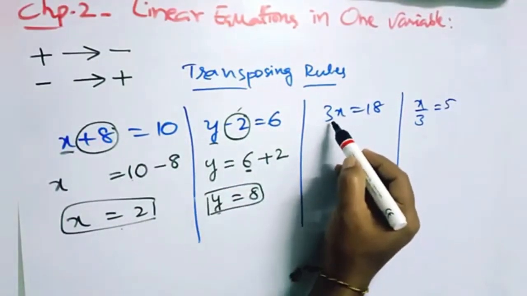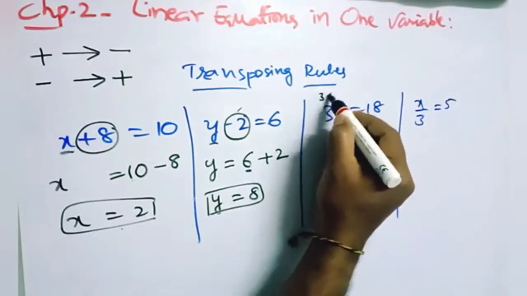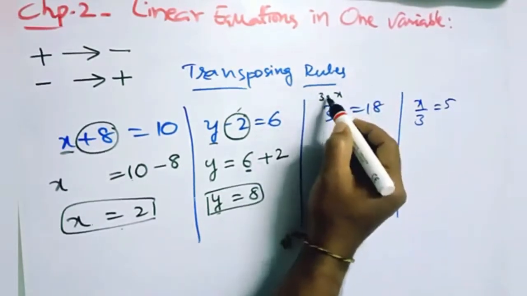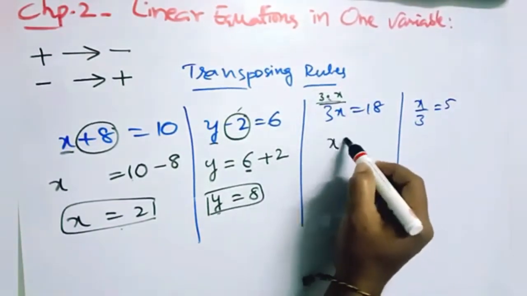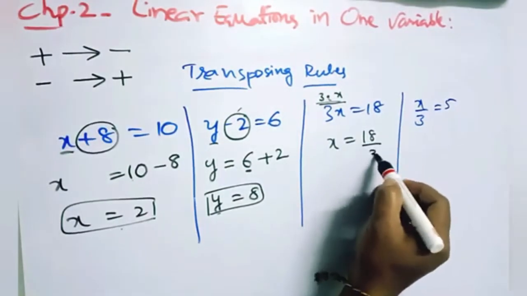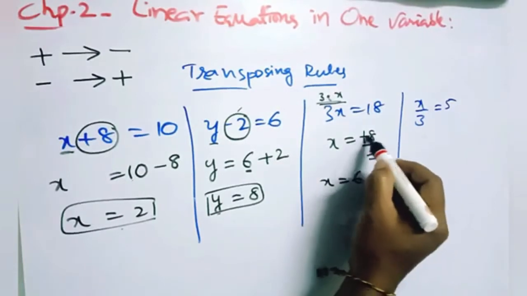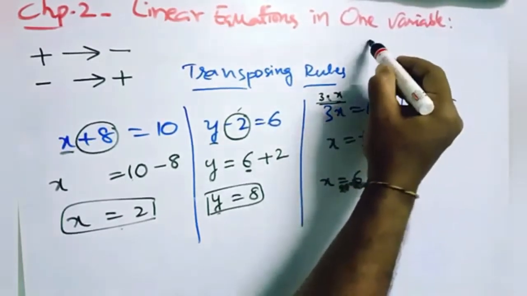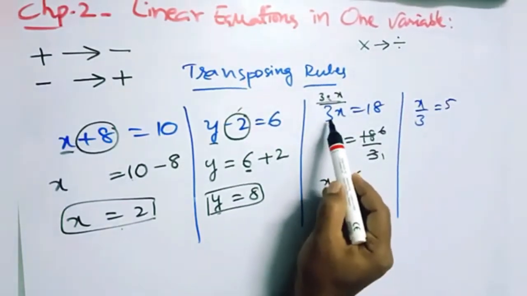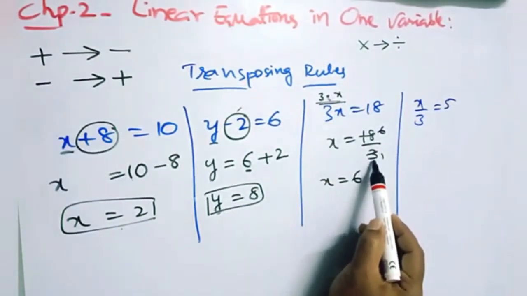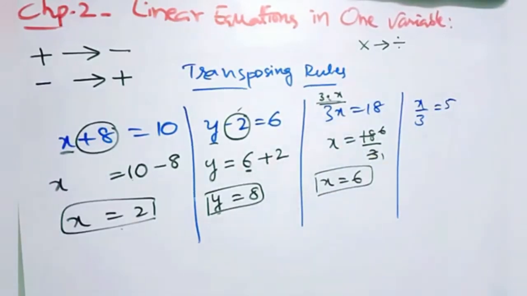Now the next one is 3x is equal to 18. So 3 times x. This is multiplication, it's showing 3 times x. So 3x is nothing but 3 times x. Now you can take x is equal to 18 by 3. So 3 comes under the denominator. Then x is equal to 6, 3 times 6. That means if I transpose the multiplication to the right side, it becomes division. So now x is equal to 6 is the solution of 3x is equal to 18.